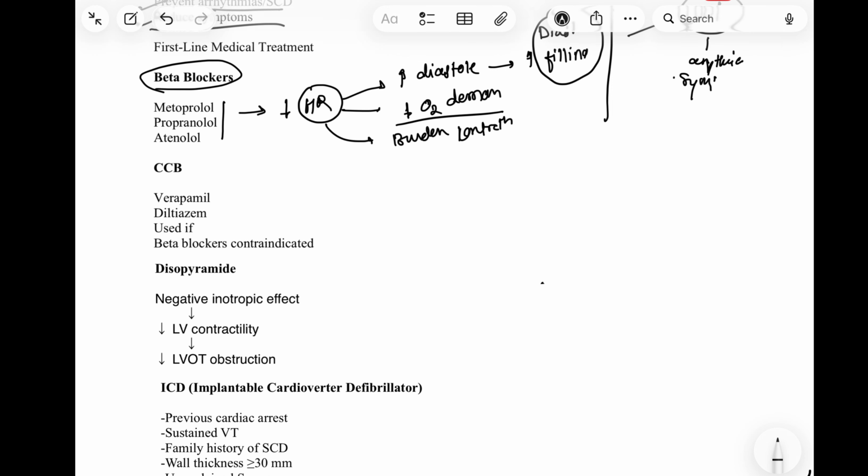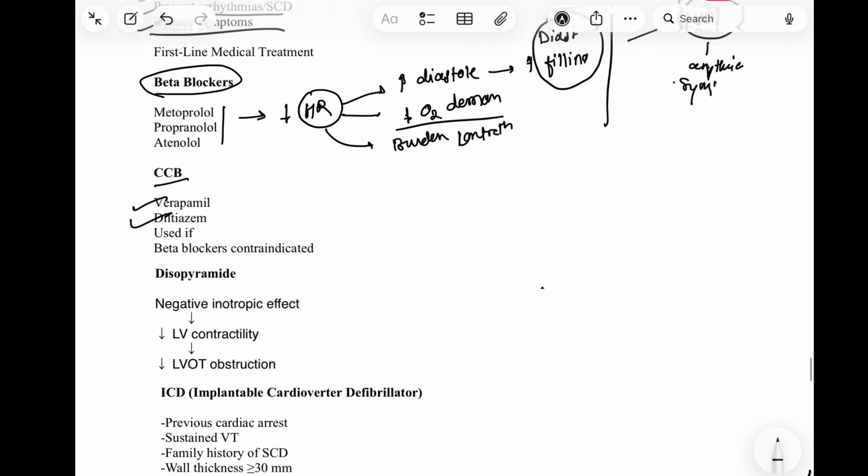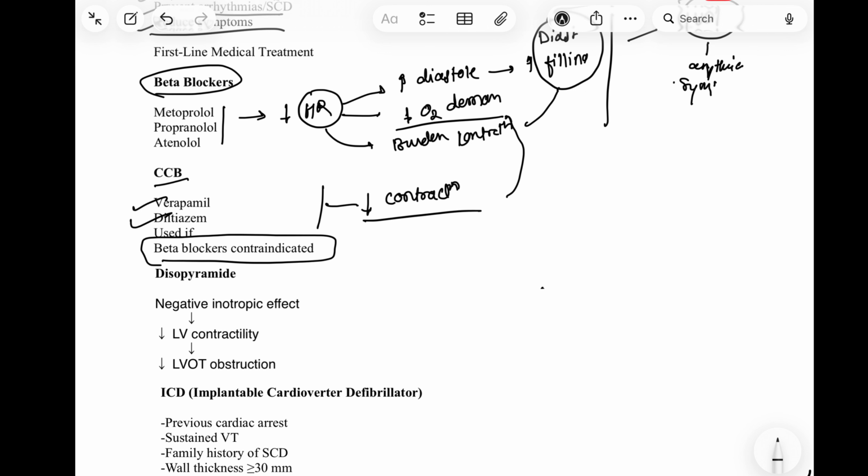In case a beta blocker cannot be used or it is contraindicated, like in a few diseases such as COPD, we start with the CCBs, that is, calcium channel blockers. Drugs like verapamil and diltiazem are used if the beta blocker is contraindicated. What this drug does to the heart is it decreases the contraction. Due to this decreased contraction, there is a decreased demand, which also results in increased diastolic filling, right? And so on, the process goes on.